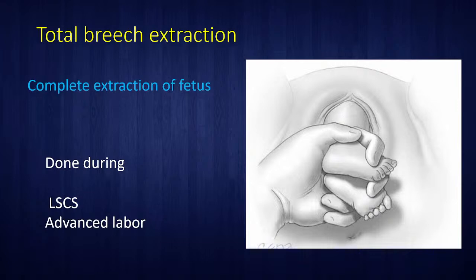Then regarding total breech extraction, you have to completely remove the fetus without waiting for maternal efforts. It is usually done during a cesarean section, in which the patient will not have any effort and you have an incision over the uterus, and in advanced labor. If the patient has come in full dilatation and maybe in distress, or a small baby is there, in that case you can put your finger and remove the baby.